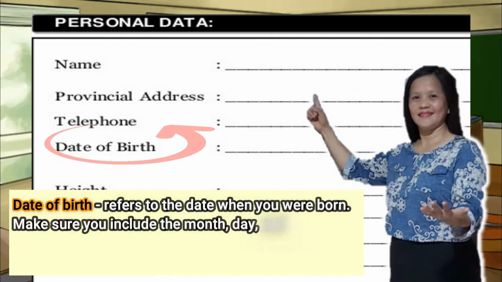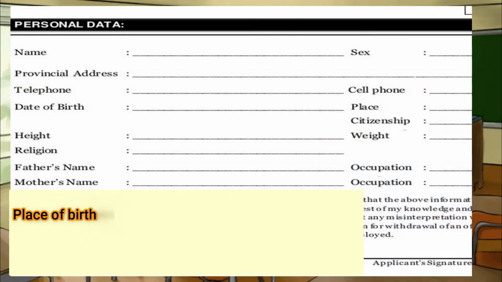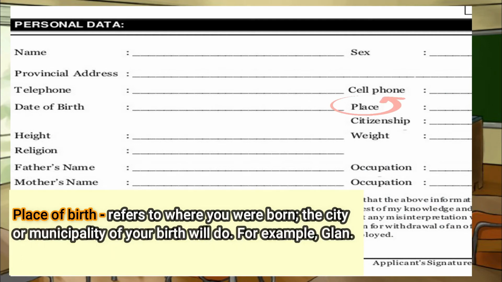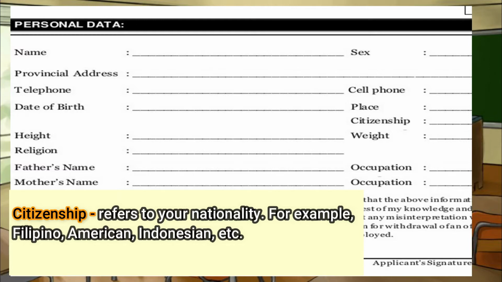The date of birth. It refers to the date when you were born. Make sure you include the month, day, and year of your birth. For example, my date of birth is March 4, 1974. Let's go to the next. The place of birth. It refers to where you were born. The city or municipality of your birth will do. For example, my place of birth or municipality of my birth is Glan. Next, the citizenship. It refers to your nationality. For example, Filipino, American, Indonesian, and etc. Now, since we live in the Philippines, so our citizenship is Filipino.